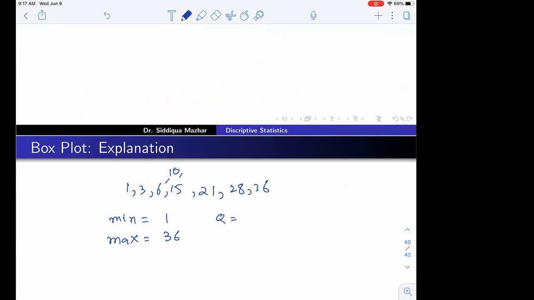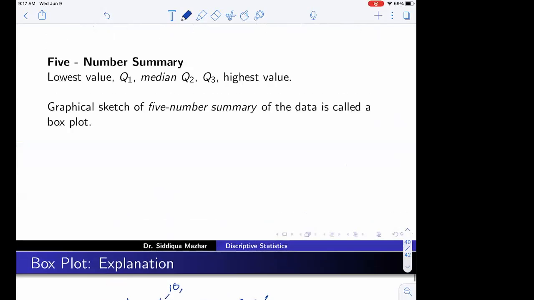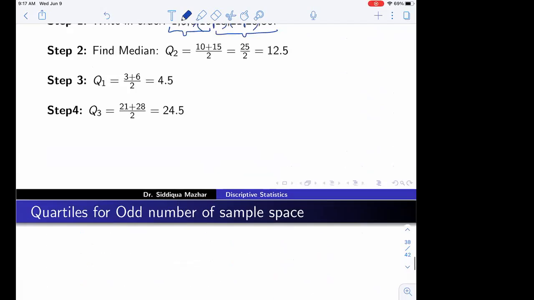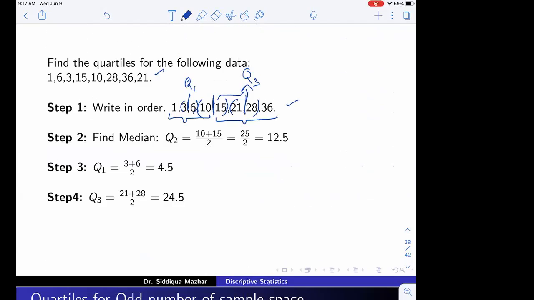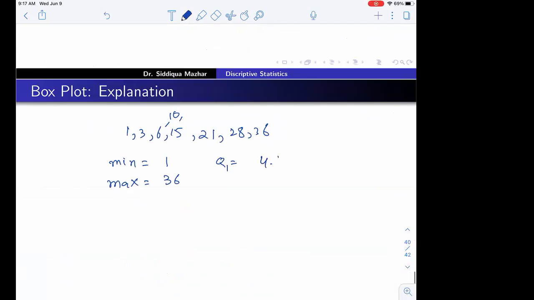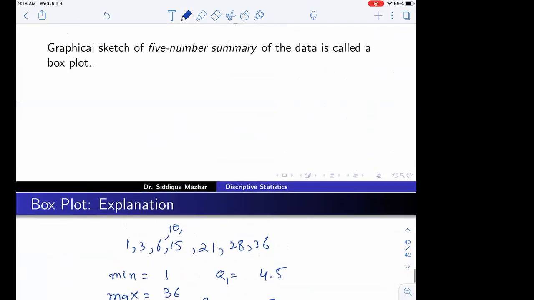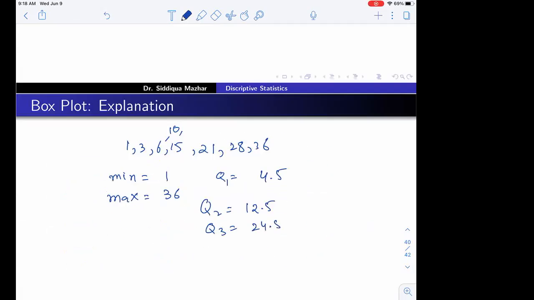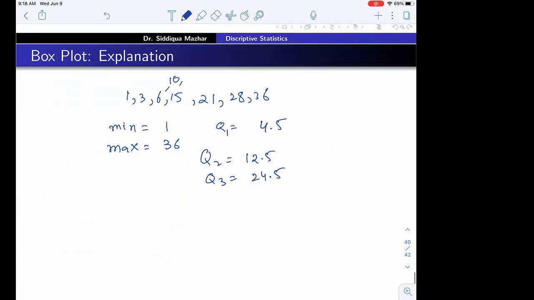So if you find Q1, what is the value of Q1? In this case, it is 4.5. Q2 is 12.5. And Q3 is 24.5, right? And the maximum value you have is 36.